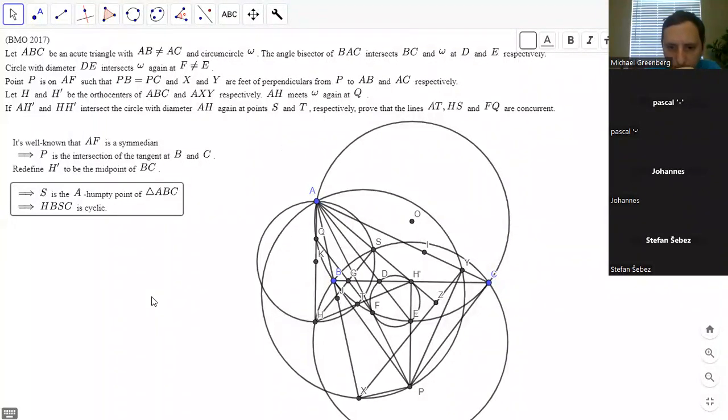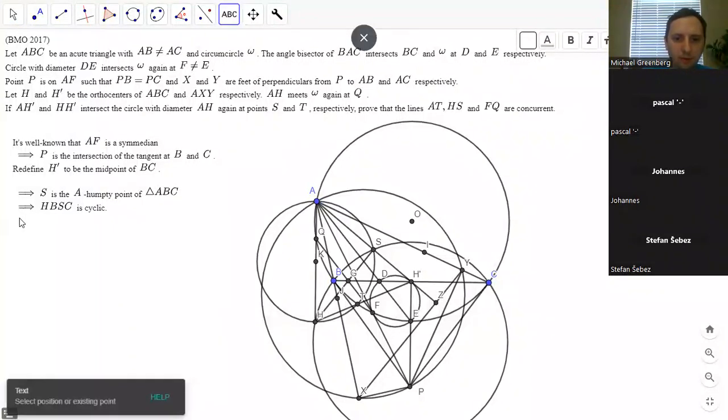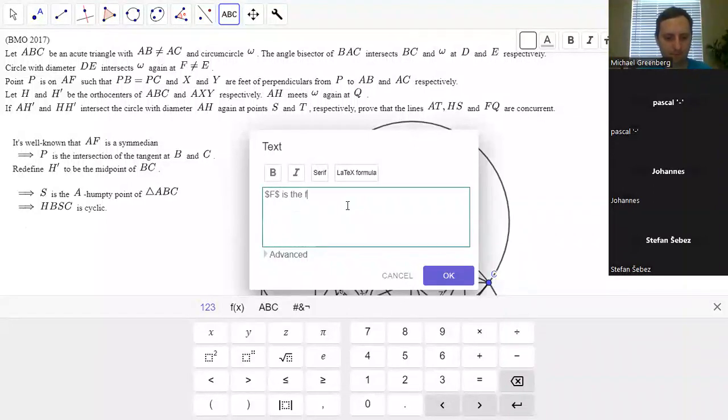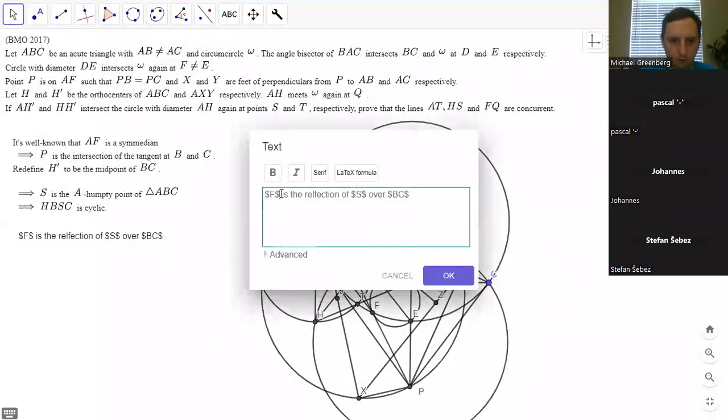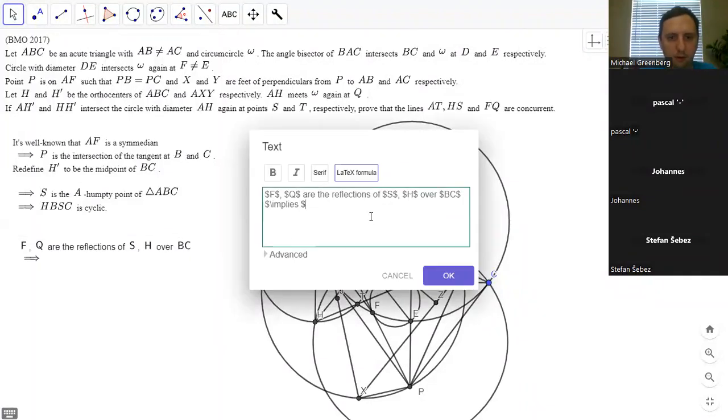And then, so after that, by symmetry, SH, FQ, and BC concur. So F is the reflection of S over BC. In fact, I'll write this. F and Q are the reflections of S and H over BC. So that means that F, Q, H, S, and BC concur.